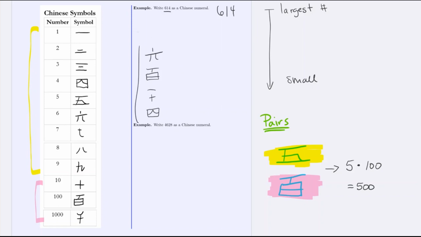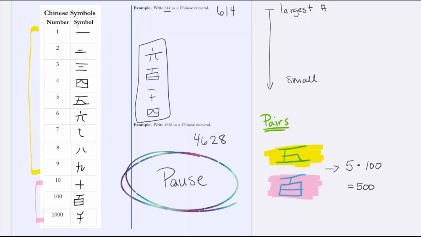Great. So for the next one, we are going to write 4,628 as a Chinese numeral. If you would take a moment to use the ideas that we just talked about, how you start with the largest base 10 group, in this case 4,000, and then you write it in pairs where you express how many of the tens, hundreds, or thousands do you have, and then just write top to bottom. So pause the video now, work on this, and then unpause when you're ready to check your work.